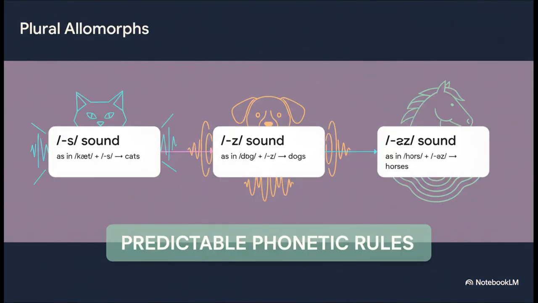Okay, let's really listen to those simple plural endings. For cats, you get a sharp, voiceless S sound. For dogs, listen, dogs. You can feel that buzz. That's a voiced Z sound. And for horses, it's a whole extra syllable, uz. Now, these aren't random. They follow totally predictable rules based on the sound that comes right before them. They're three distinct, but related, forms of the plural.